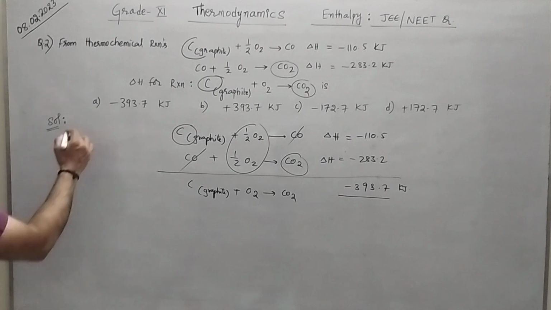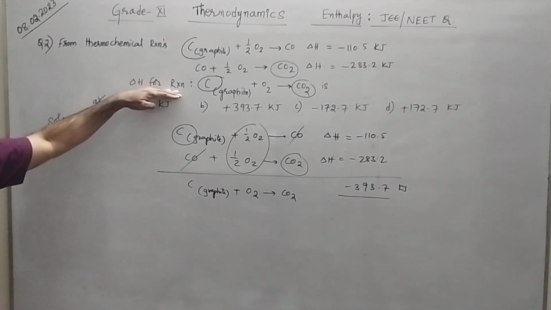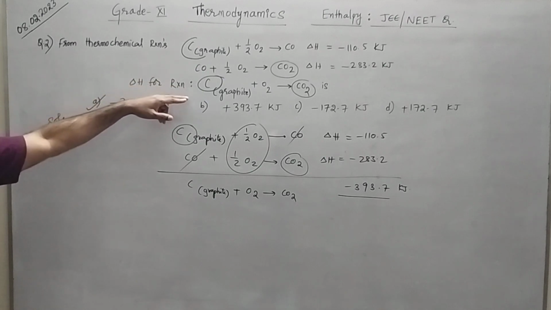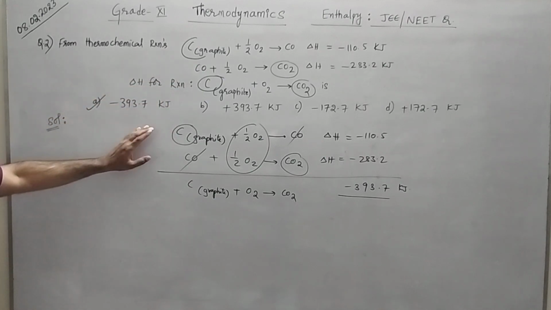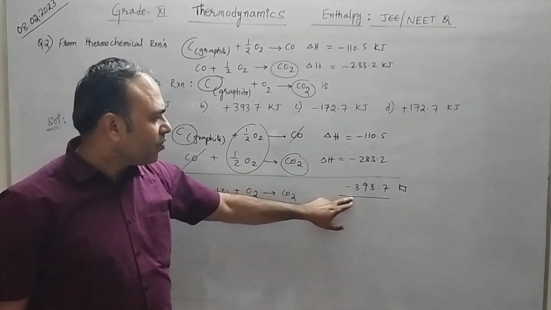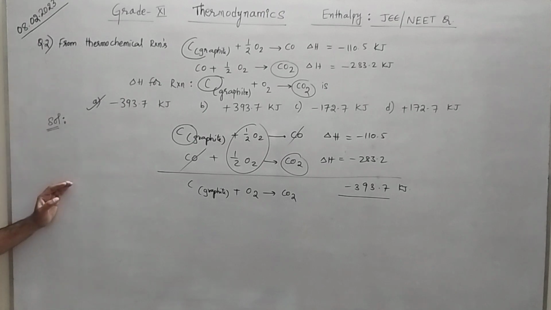So where is the option? Option A. Very simple: given equations you need to convert into the required form of the equation, and then here we have simple addition. There is no reversal or multiplication, so simple addition will give you minus 393.7. Copy the solution. Let's move to question number 3.